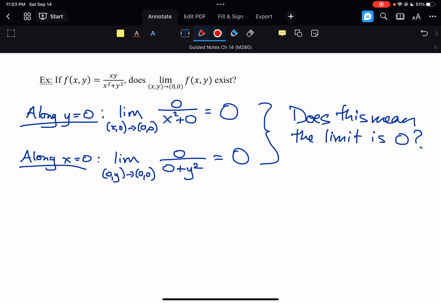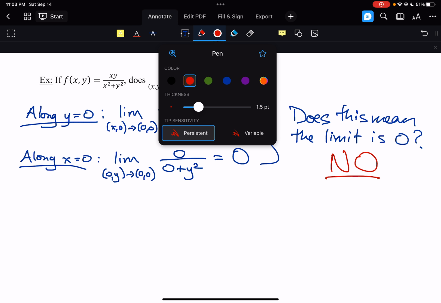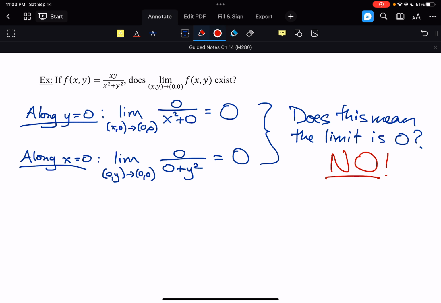And the answer, in nice bright red, is no. No, very emphatically, no, it does not. I'll even put an exclamation point on there. It does not mean that the limit is 0. This means the limit might be 0. It could be 0, but this is only two paths, and there are infinitely many different paths we can choose from. All it takes is one of those paths to be different for the limit to not exist. This is just two. So yes, this does give an indication that if the limit does exist, it's going to have to be 0, but this is not enough information yet.